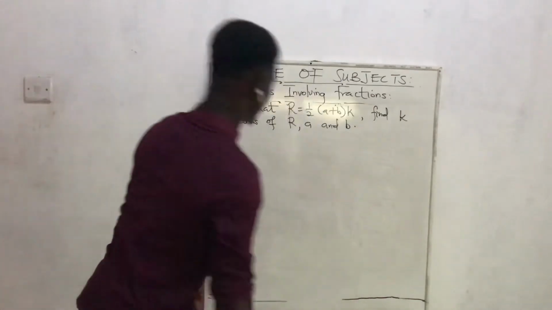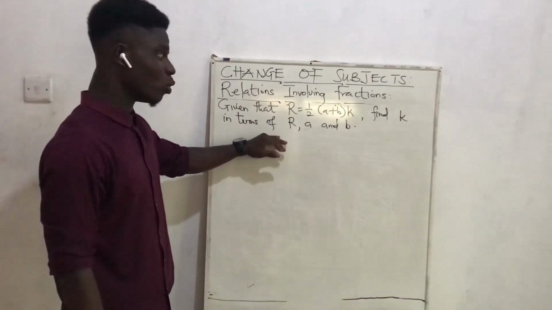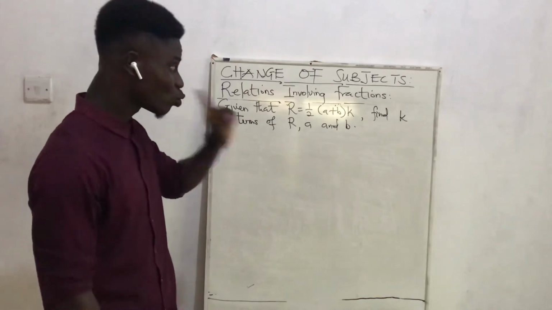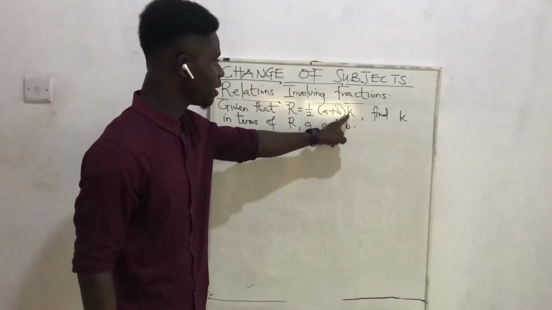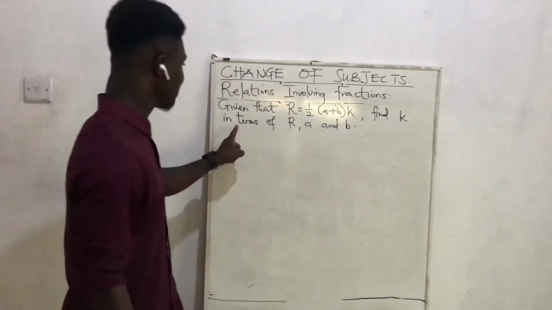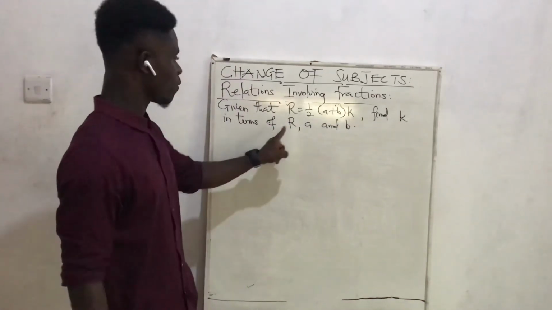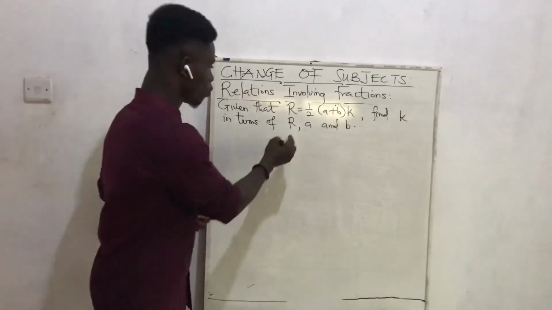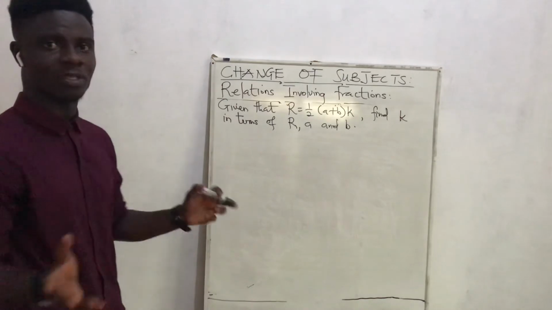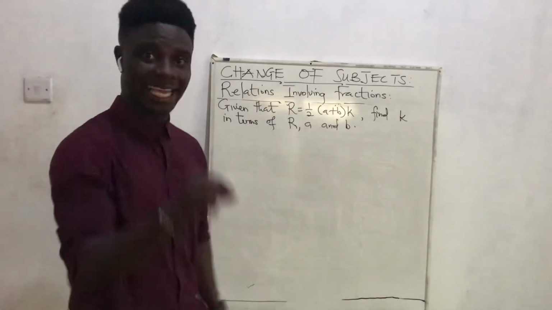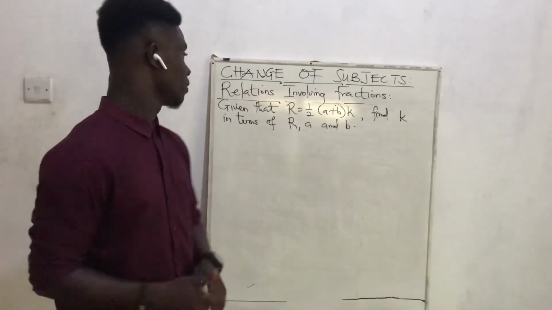So here, the question can be twisted as shown on the board. Given that r equals half a plus b, then k. Find k in terms of r, a and b. So now watch here. If you want to find k in terms of r, a and b, what's the meaning? It means that you make k the subject. Make k stand on its own. So let's see.